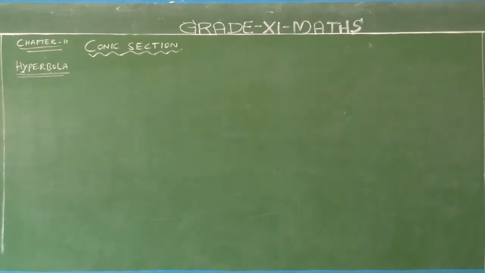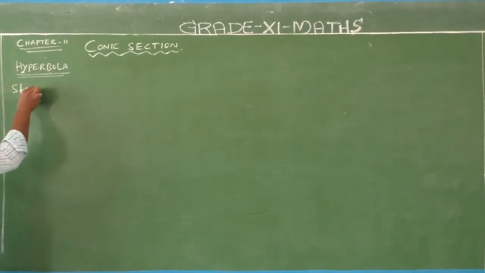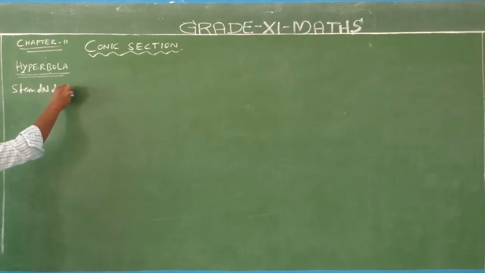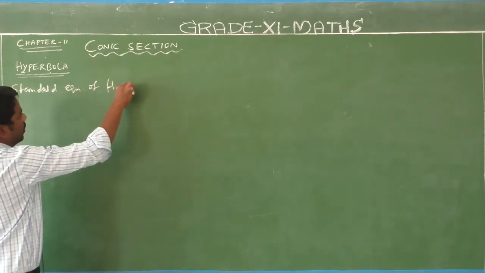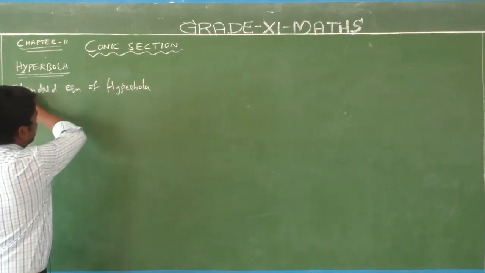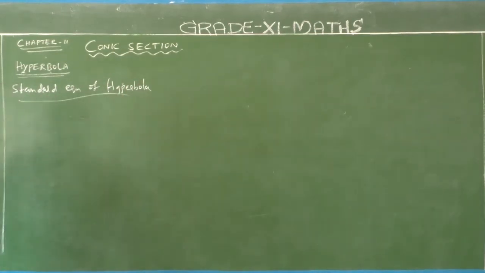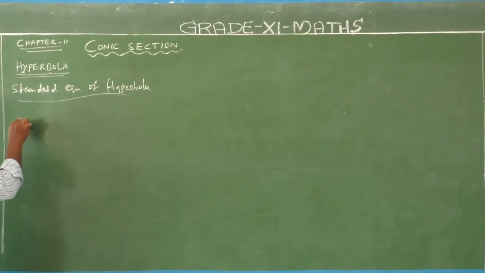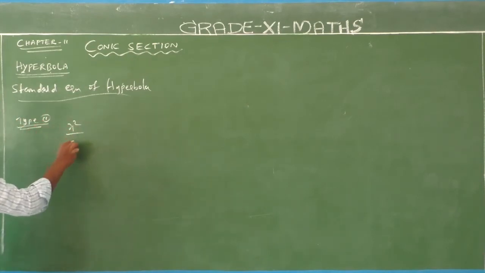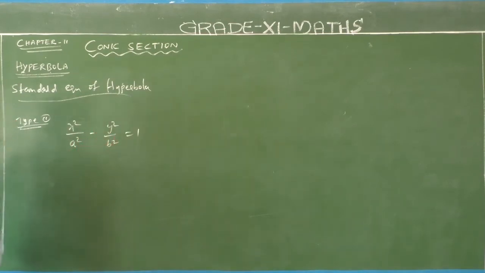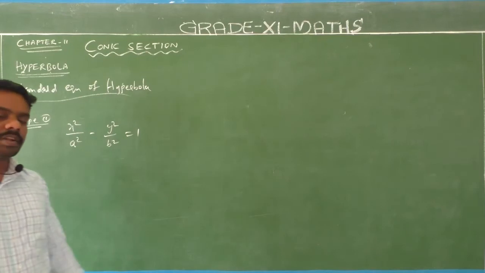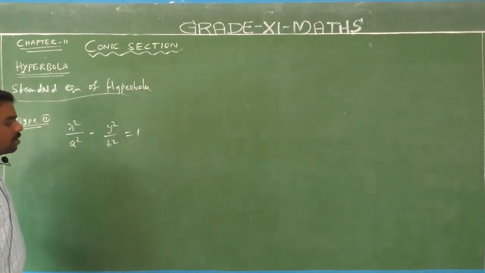Standard equation of hyperbola. There are two types of hyperbola. Here, the first one, type 1: x squared by a squared minus y squared by b squared is equal to 1.